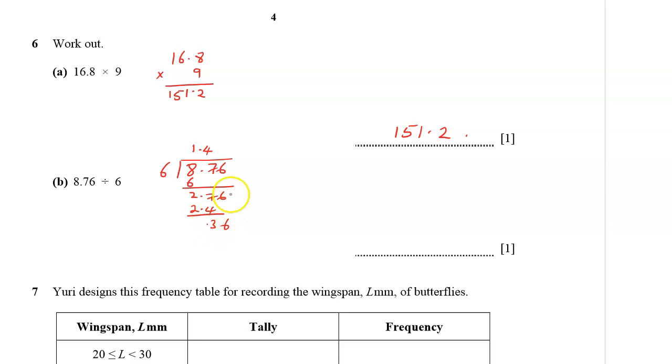Okay. And what number do we need to multiply 6 by to get 36? It's going to be 6 for that. So the answer will be 1.46. 1.46.